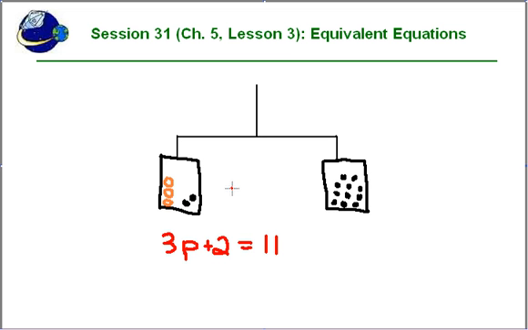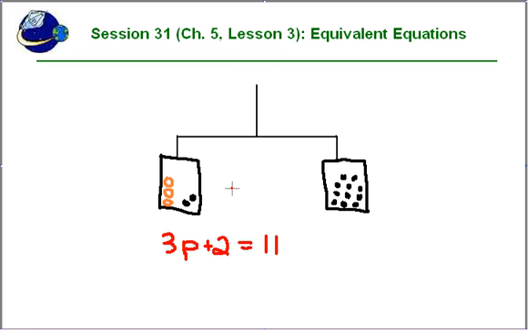Session 31 here is now going to be showing us some strategies that we can use to help create equivalent equations, and the purpose for creating equivalent equations is so that we can solve the original equation that we were given to start with.